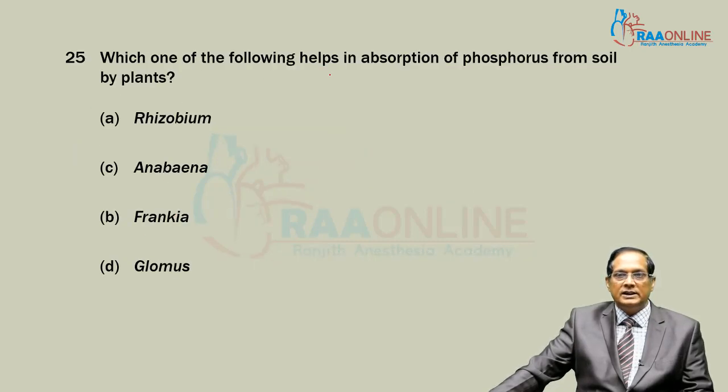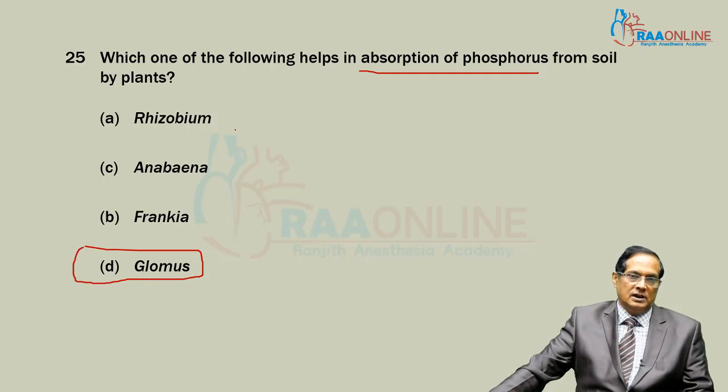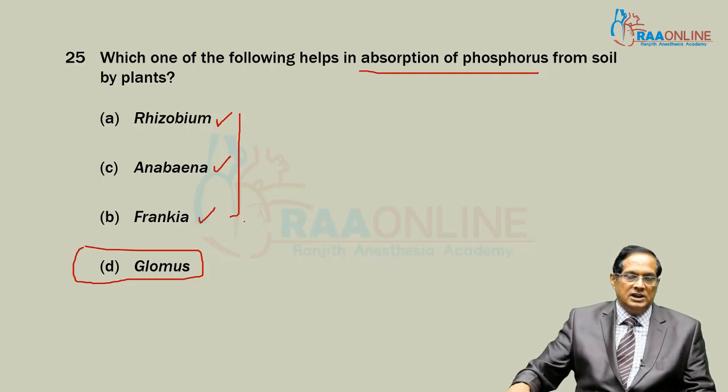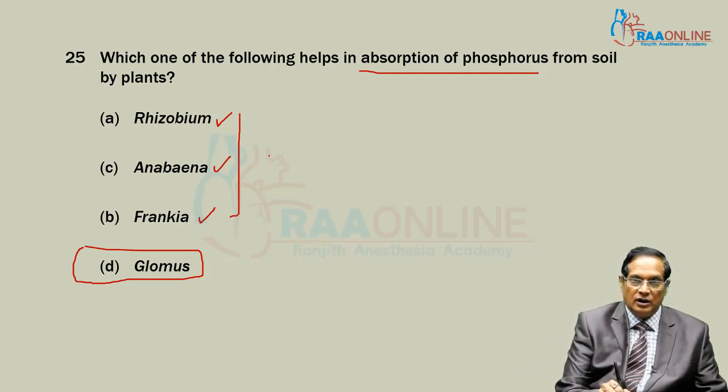Which one of the following helps in absorption of phosphorus from soil? The answer is Glomus. Rhizobium is concerned with nitrogen fixation. Anabaena is concerned with nitrogen fixation. Frankia is also concerned with nitrogen fixation. These three are involved in nitrogen fixation.